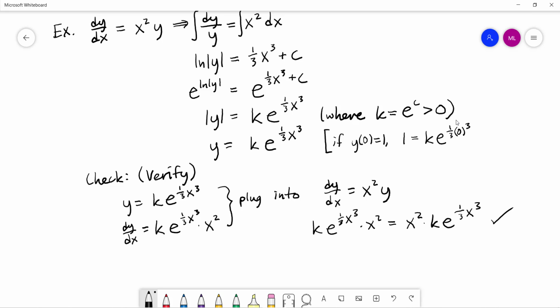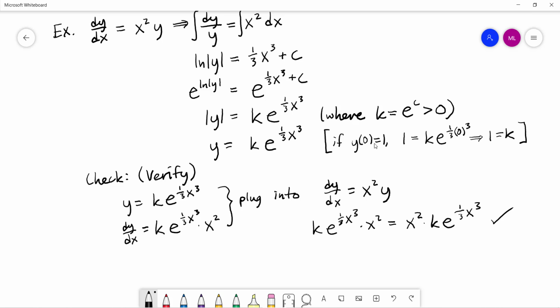Well, 1/3 0 cubed is still 0. E to the 0 is just 1. And I would wind up with simply 1 equals k. And we would have found a specific value of k that will satisfy this particular initial condition. So this is how we will implement initial value problems.